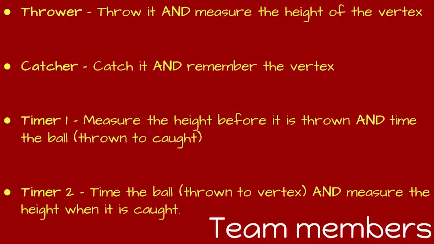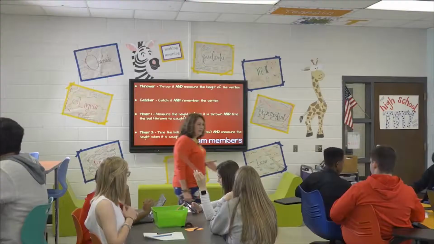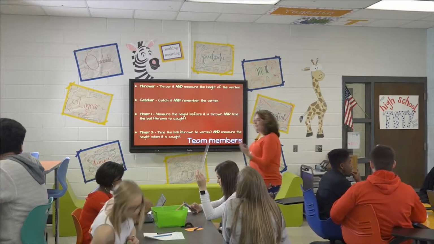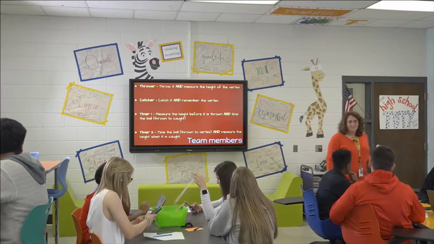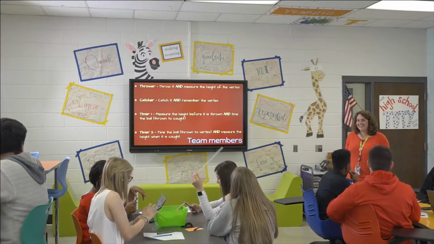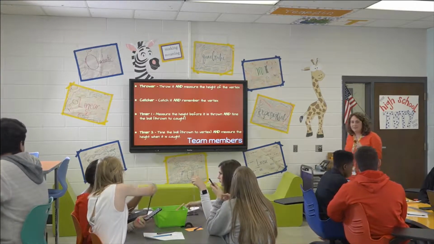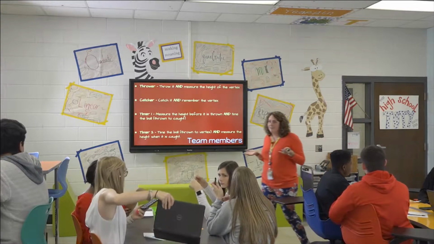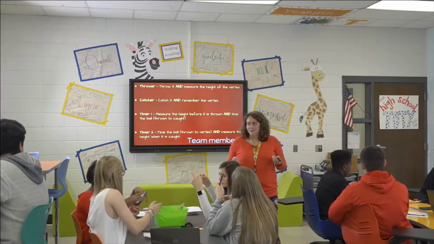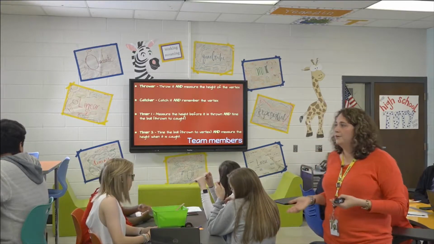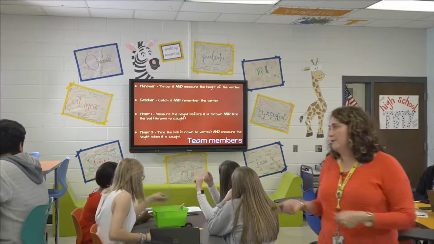You're going to have 4 positions. You're either going to be the thrower, the catcher, the first timer, or the second timer. Don't worry, we're going to do this 4 times, so guess what? You get to do them all, right? So if you're the thrower, your job is really simple. You're going to throw the ball to the catcher, right? But you also need to remember where the vertex is because it is also your job to measure the height of the vertex. The catcher, your job is to catch the ball. And then you also need to help remember the height of the vertex because you're going to help measure that.